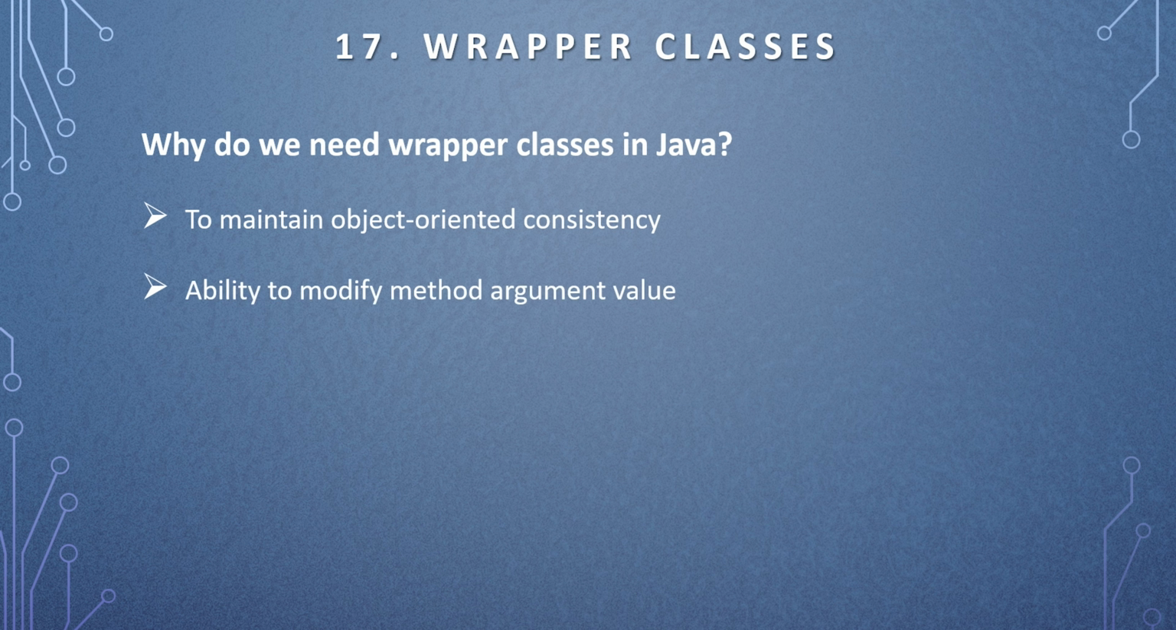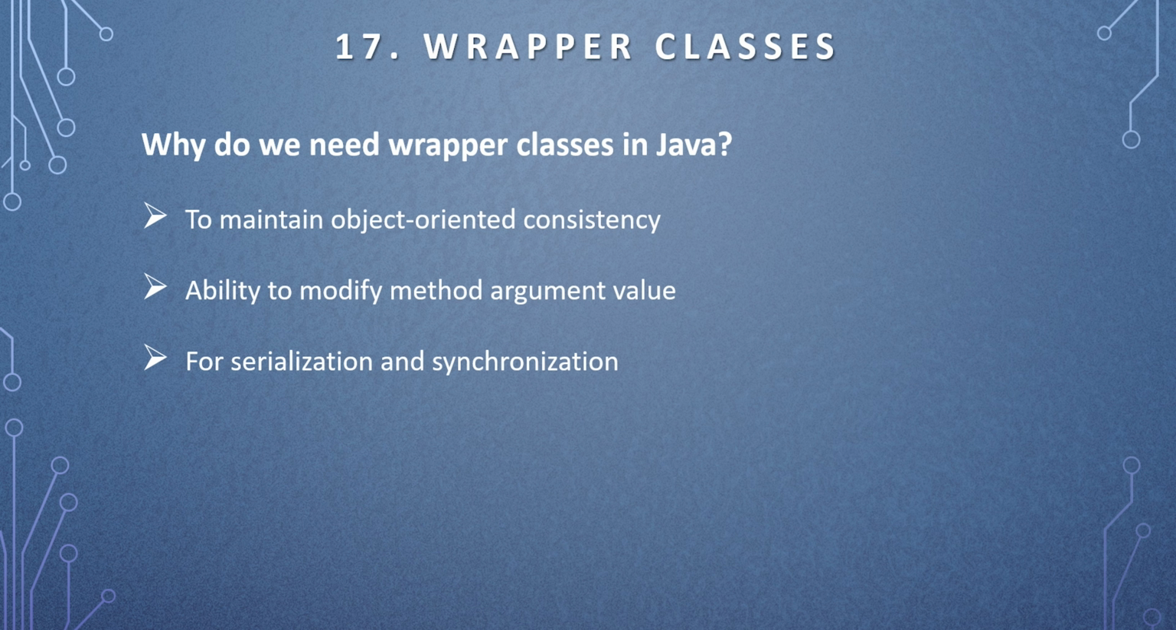Ability to modify method argument value. Java supports only call by value. We won't be able to change the original value of the method arguments passed as primitive values. With the wrapper classes, we can convert a primitive value to an object and thus have the ability to change the original value. Serialization and synchronization.